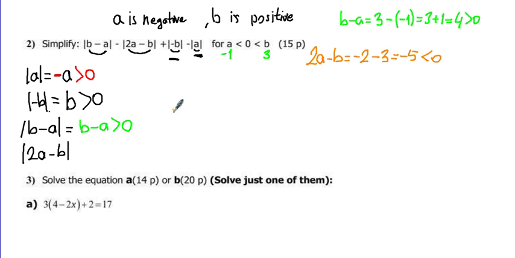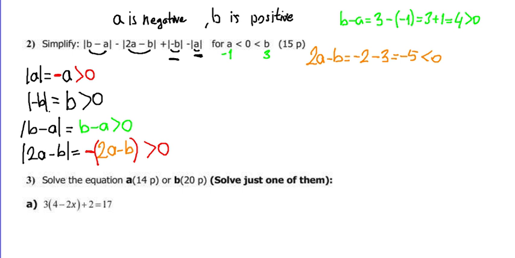What must I do in this case? So I cannot write it as 2a minus b because it is negative. What must I do? So I multiply this by minus, and now it is positive. All the expressions, all the terms in absolute values now come out without absolute value. Now I rewrite the question without absolute value.